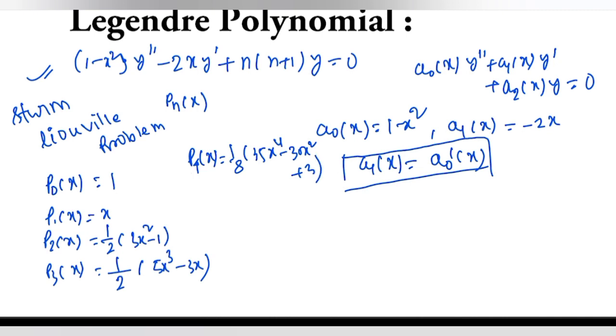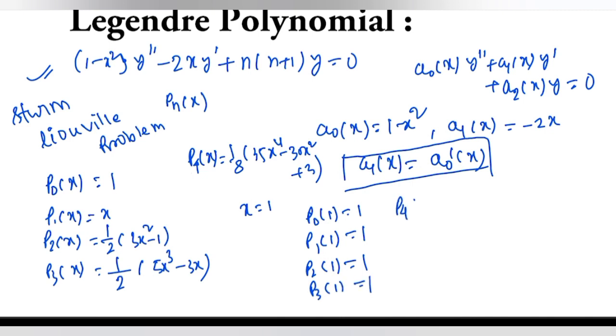Okay, first of all, we will observe that if we choose x equal to 1, then P0 of 1 equal to 1, P1 of 1 equal to 1, P2 of 1 equal to 1, P3 of 1 equal to 1. Similarly, P4 of 1 equal to 1. Since this is a 1, this is a first degree polynomial. P2 of x, this is a 2, so this is a 2x squared. Okay, this is the process to remember these equations.